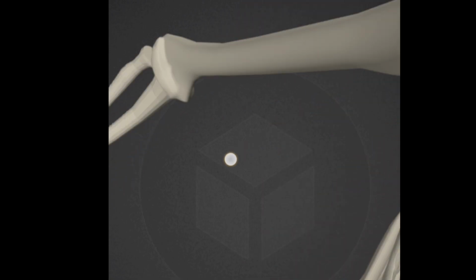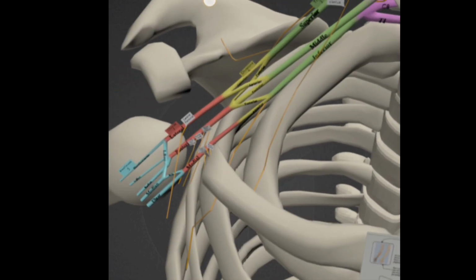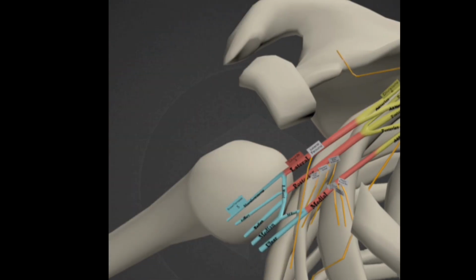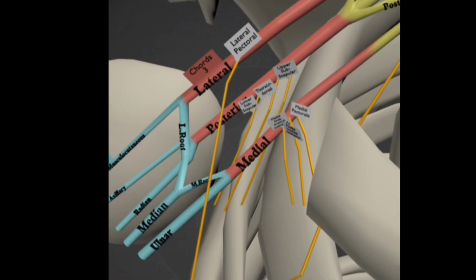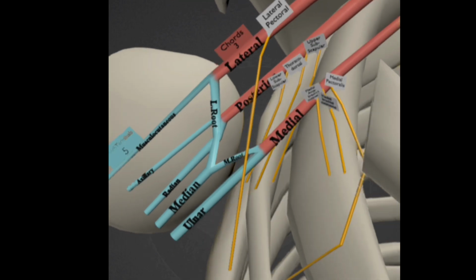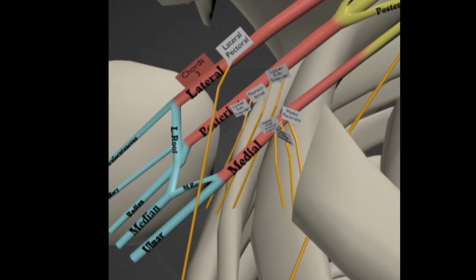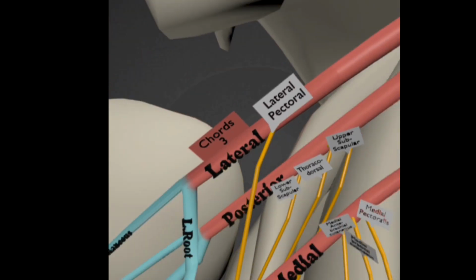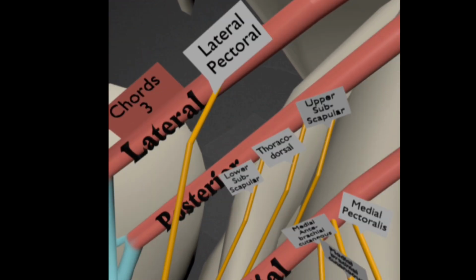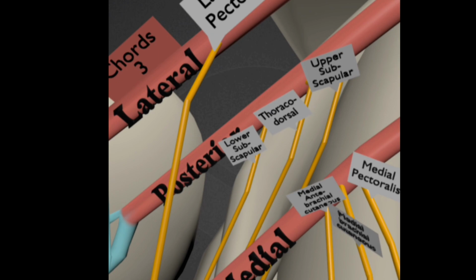So moving on to the next cord, the posterior cord. The branches from the posterior cord also have a mnemonic, LUNAR. So here is the posterior cord. You can see the posterior cord clearly, posterior to the axillary artery. The posterior cord mnemonic is LUNAR.